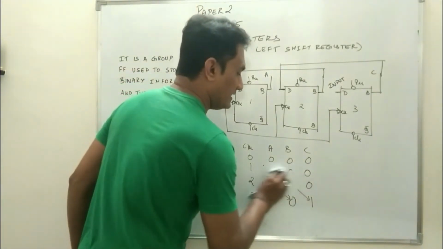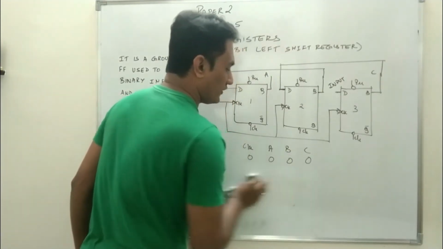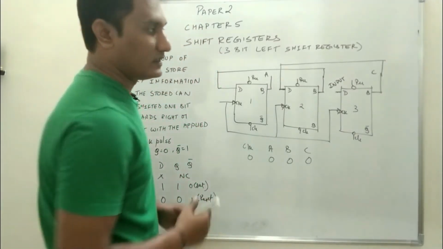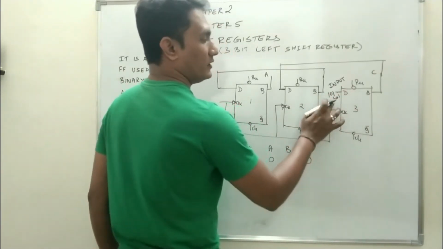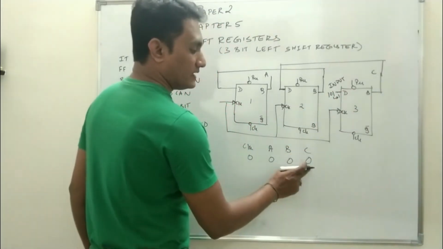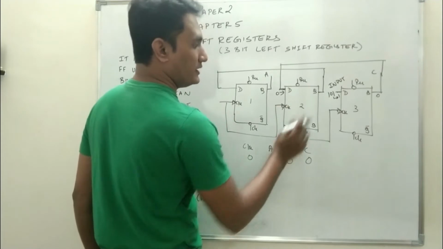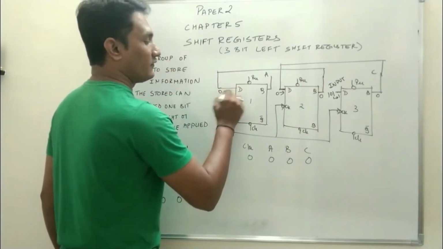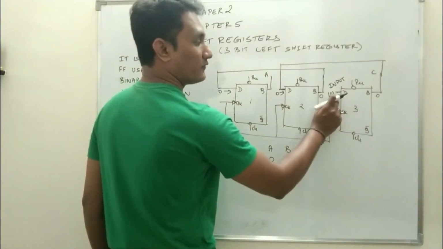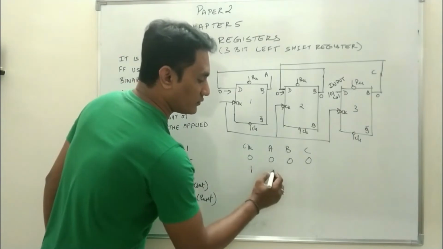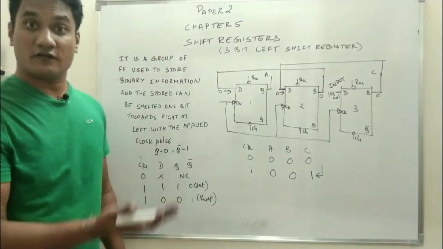Let's say initially, again activating the clear terminal of all the flip-flops, the output of all the flip-flops is 0. Let the input data be 1 0 1. So the first input will be available for the third flip-flop. At present, what is the output of C? C is 0, which will be the input for the second flip-flop. What is B? B is 0, which will be the input for the first flip-flop. So input for the first flip-flop is 0, input for the second flip-flop is 0, and input for the third flip-flop is 1. So at the end of the first clock pulse, what is the data? 0 0 1. New data has entered into the third flip-flop.